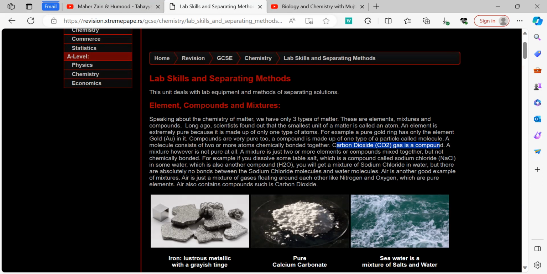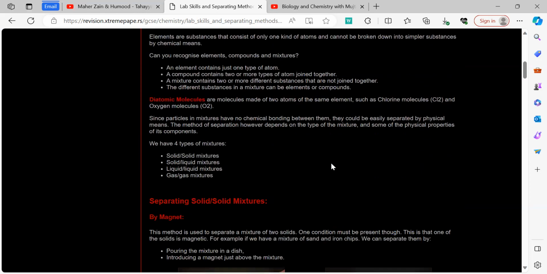Similarly, what is a mixture? A mixture is a combination of two or more elements or compounds. For example, whenever you dissolve table salt in water, the compound sodium chloride has been mixed in the compound water, and thus a mixture is formed.